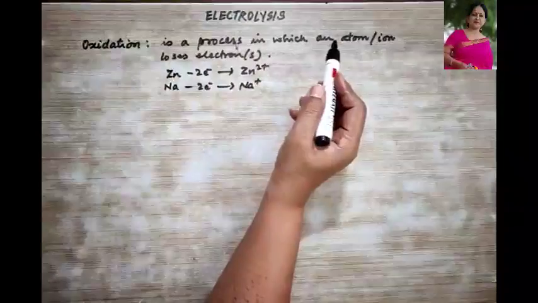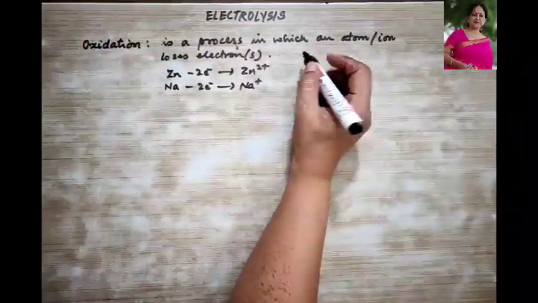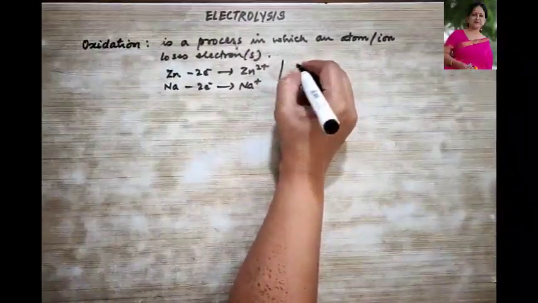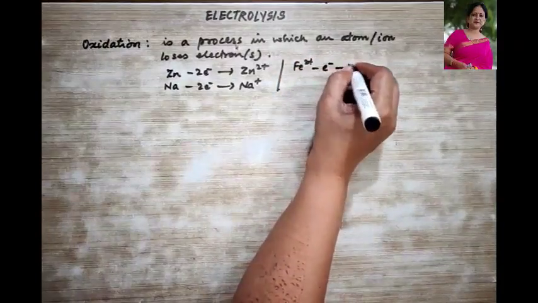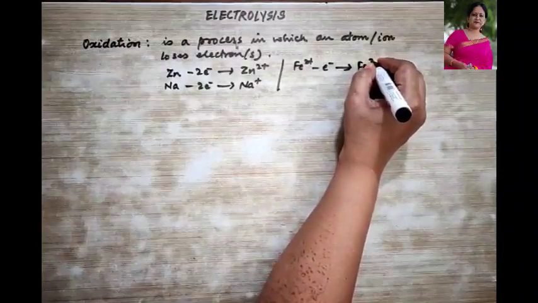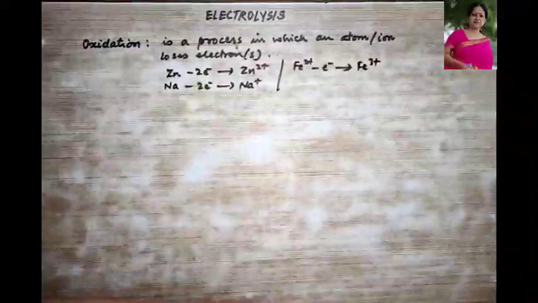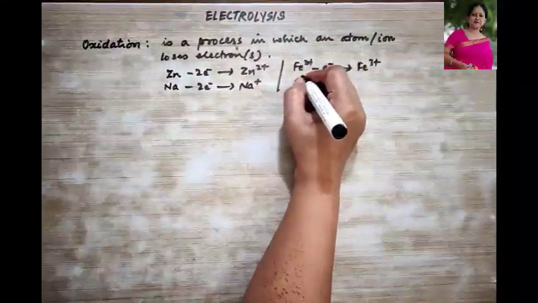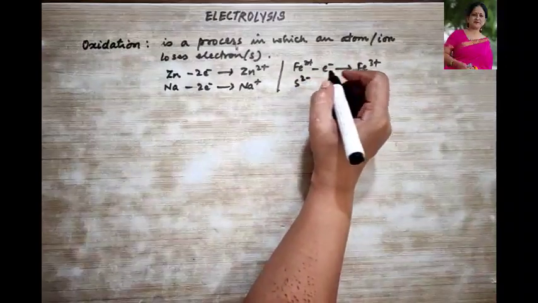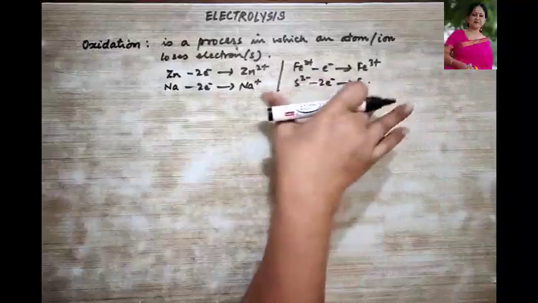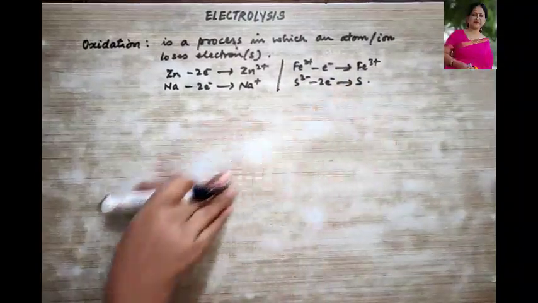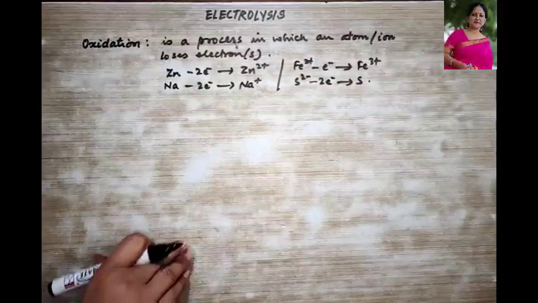Or an ion can also lose an electron. For example, Fe2+, when it loses an electron, forms Fe3+. So this is your oxidation. Similarly, S2-, when it loses electrons, becomes sulfur. So they are all showing oxidation.